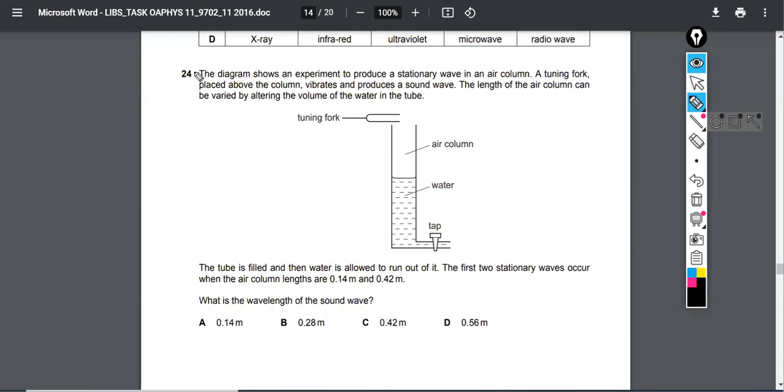All right, in this question, we'll be looking at the diagram that shows an experiment to produce a stationary wave in an air column. A tuning fork placed above the column vibrates and produces a sound wave. The length of the air column can be varied by altering the volume of water in the tube. The tube is filled and then water is allowed to run out of it. The first two stationary waves occur when the air column lengths are 0.14 and 0.42 meters. What is the wavelength of the sound wave?